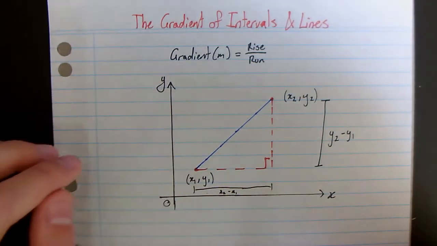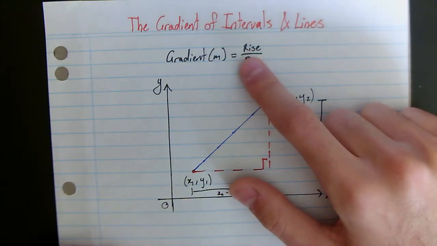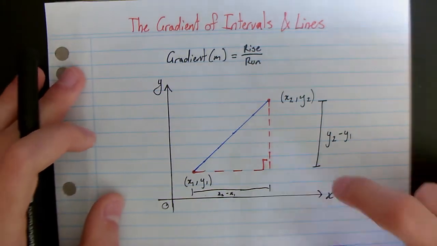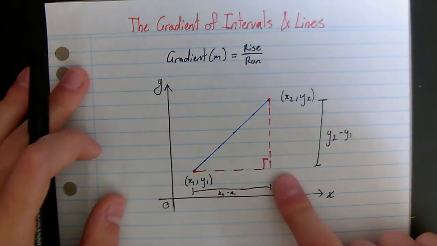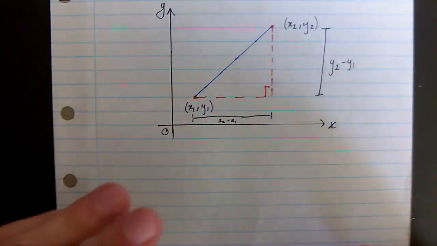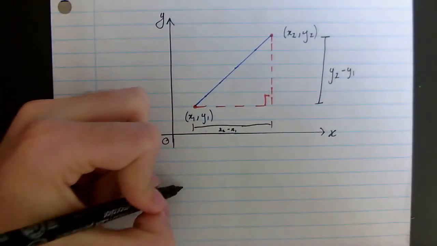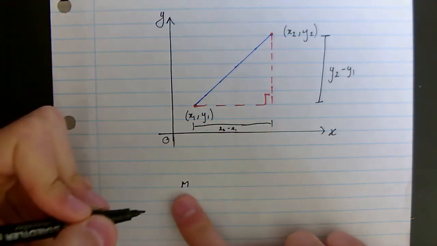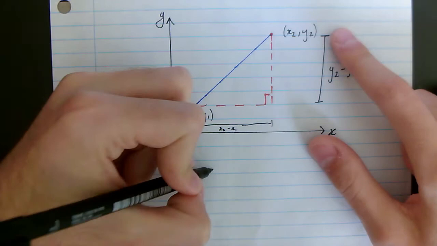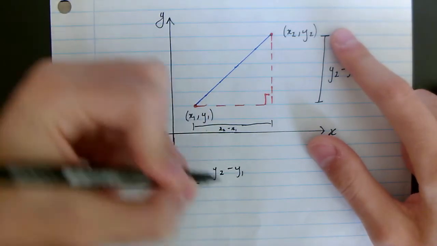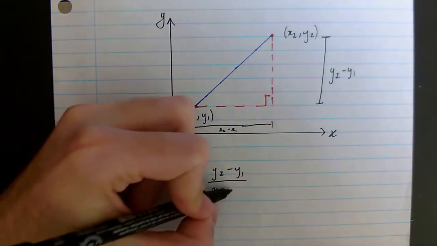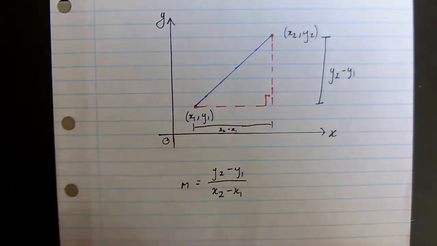So now that we know gradient was previously defined as rise over run, our rise was this, and our run is this. Remember, we're reading from left to right. Because gradient is rise over run, we're going to say m, which is just the symbol that we use for gradient, is equal to our rise, which is y2 minus y1, over the run, which is x2 minus x1. And that is our formula for gradient.